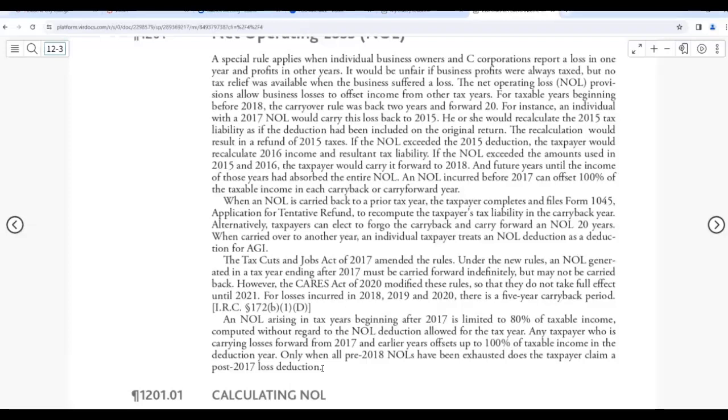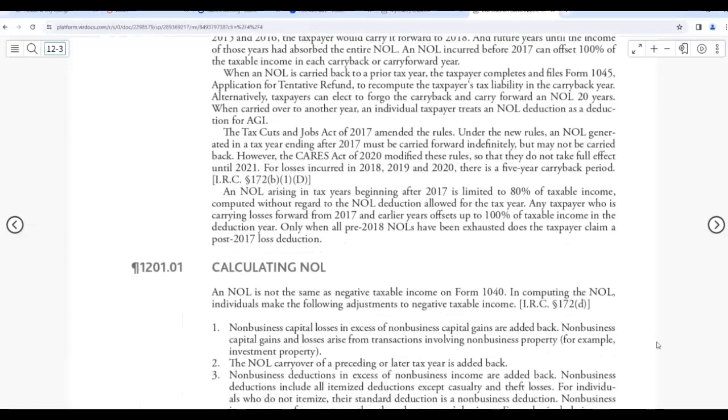Are we good? That was a lot of information by itself.